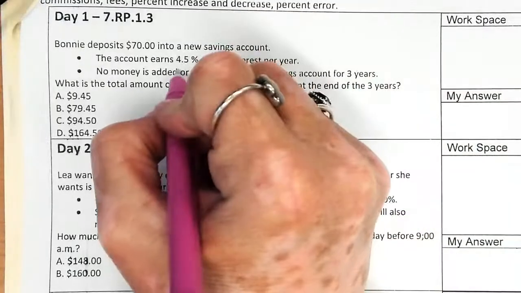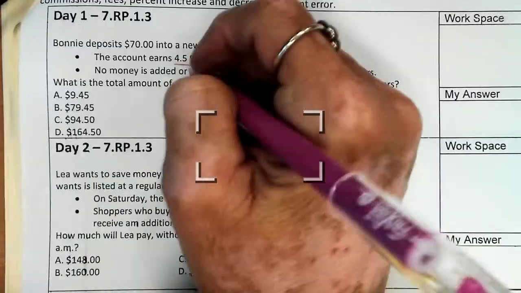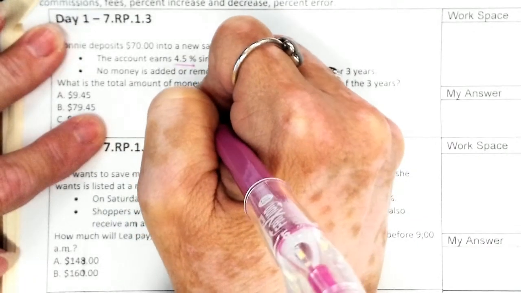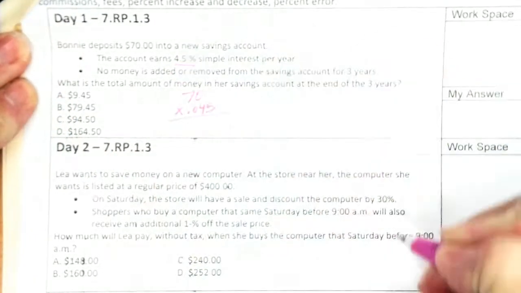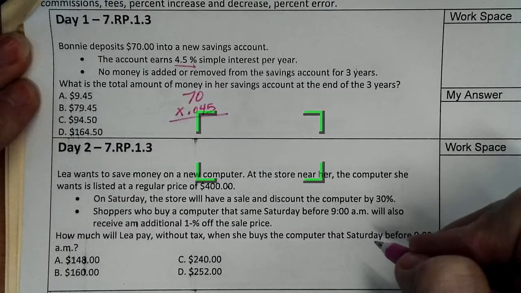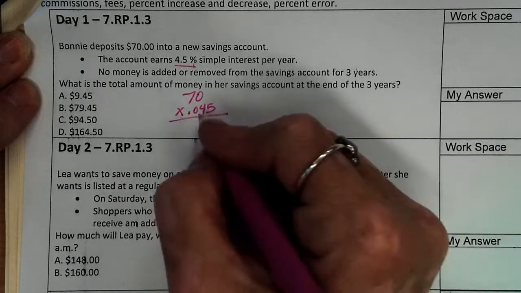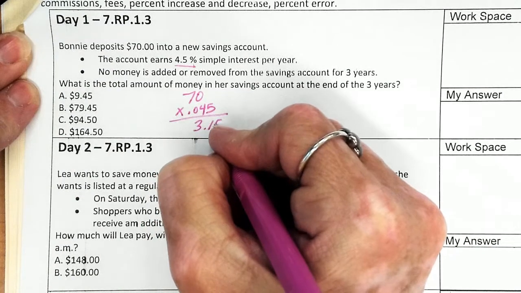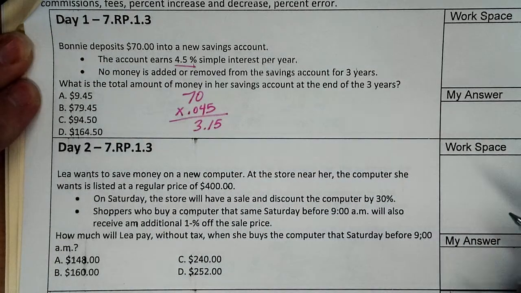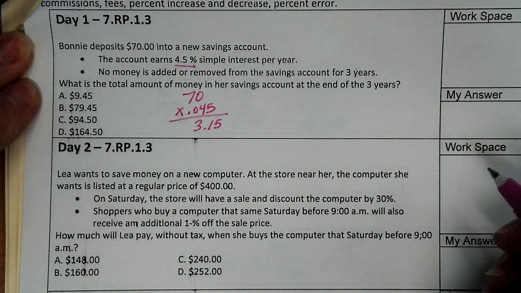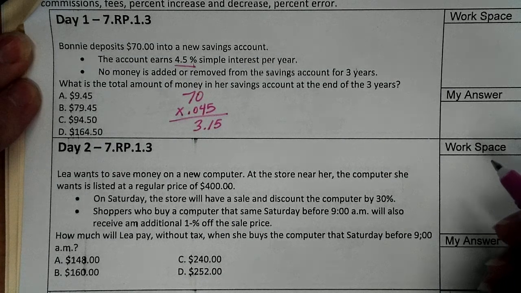We would multiply it by the interest. So 70 times 0.045, because we need to know what is the interest for 1 year. So when I multiply that, I get $3.15. So we don't add any money, we don't subtract any money.